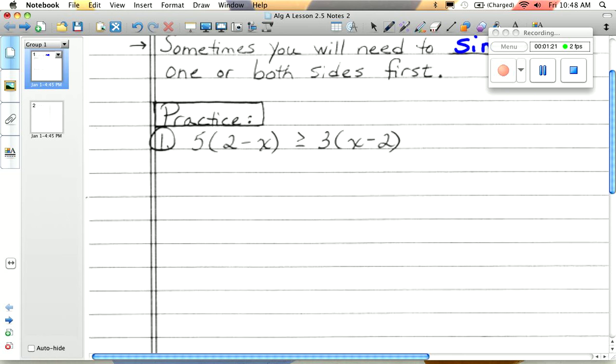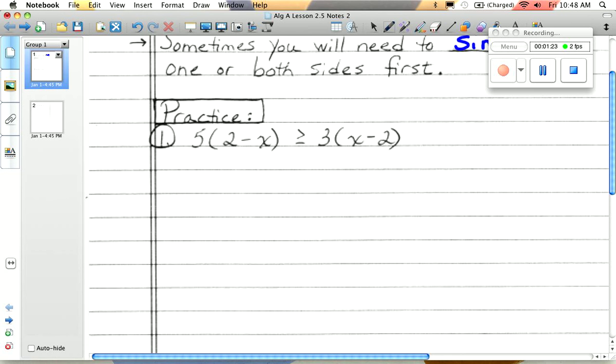So what kind of simplifying needs done in this first problem we have here? Distributive property. We have 5 times, in parentheses, 2 minus x. So to be able to get rid of those parentheses, we have to do distributive property. And same thing on the other side. There happens to be some distributive property to do. But before we do that, we're going to change subtraction to addition, add the opposite.